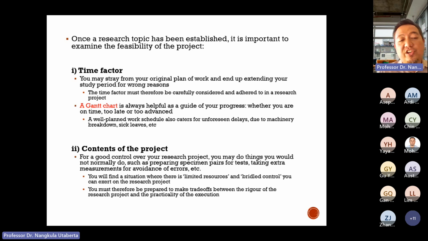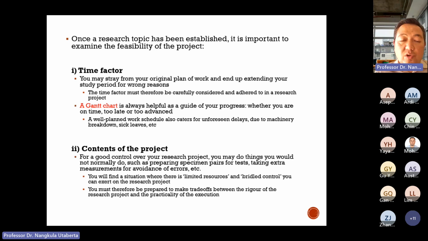Second one is the content of the projects. Yeah, you have to have a good control of your projects. For example, when you talk about experimental research, you have to be very clear what are the things that are required there. So if I did this project, this is the thing that must be there.